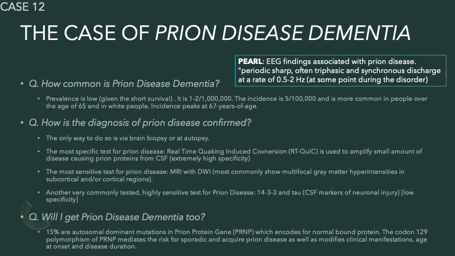As a pearl, EEG findings associated with prion disease include periodic, sharp, often triphasic, and synchronous discharges at a rate of 0.5 to 2 Hz, occurring at some point during the disorder.